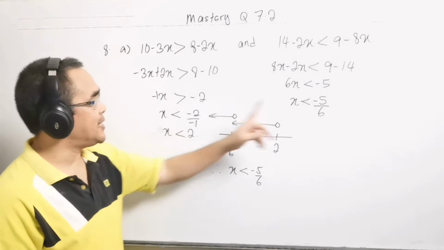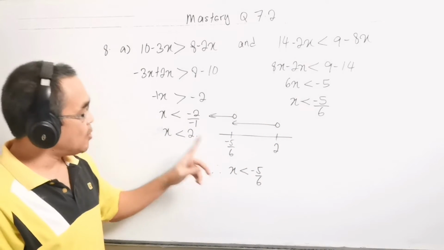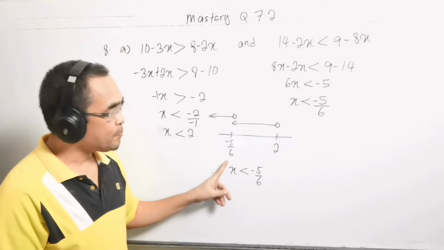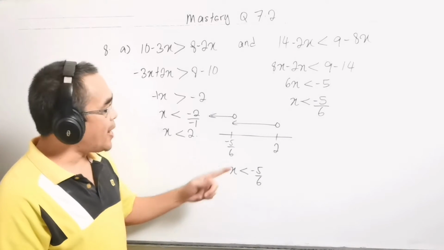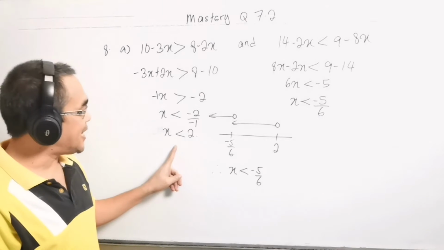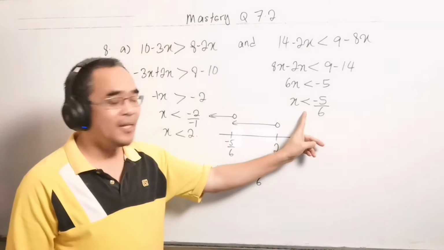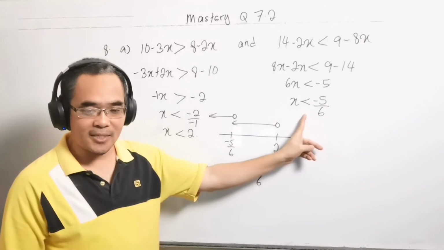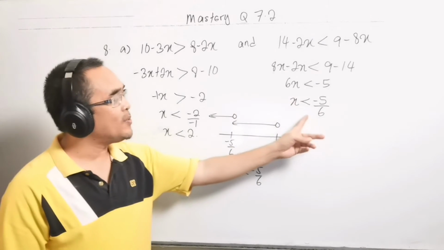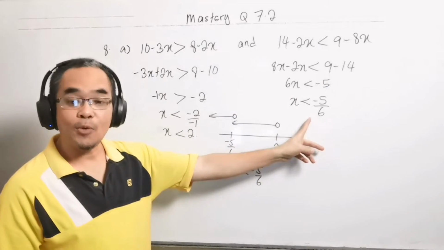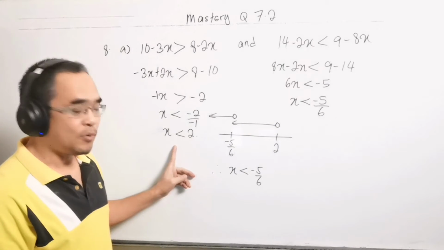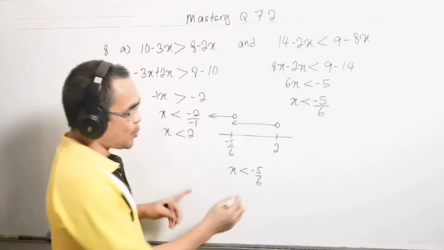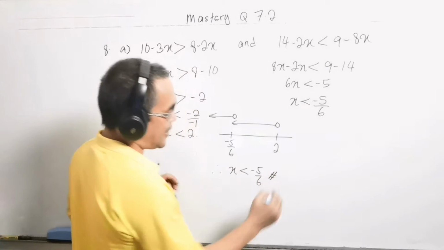Okay, let's say this is first and second. Okay, will fulfill this. For example, if you take 1, it fulfills x less than 2, but does not fulfill less than negative 5 over 6. But then if we take a value that is less than negative 5 over 6, which is negative 1, for example, it is also less than 2. Okay, so that is why the answer is like this.